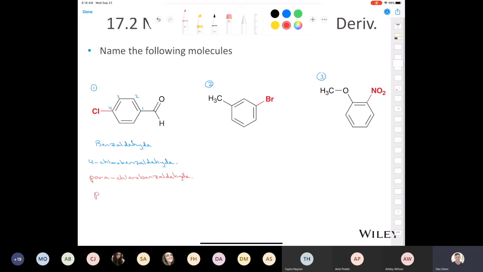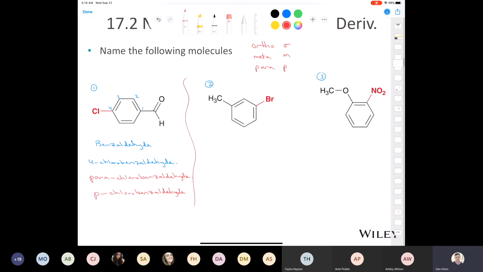Okay. You want me to do you one even better than that? You can abbreviate it as just p-chlorobenzaldehyde. So instead of writing out the whole word ortho, you can just use O. Instead of writing out the whole meta prefix, you can just use M. Instead of writing out para, you can just use P. Those are all perfectly acceptable. Okay, let's take a look at the next one.